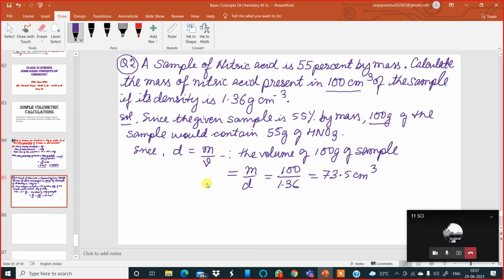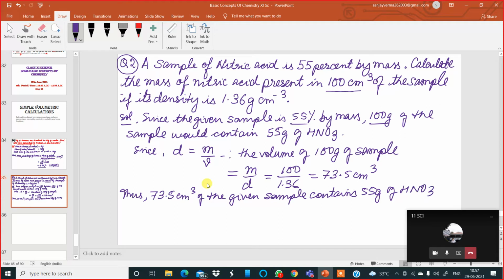Okay, so this is what we have got, the volume. Thus you can frame a sentence over here. 73.5 centimeter cube of the given sample contains 55 grams of nitric acid. But the question is asking 100 centimeter cube.